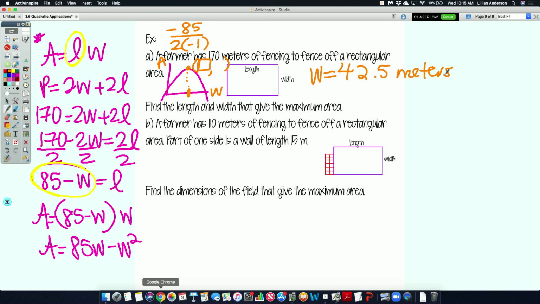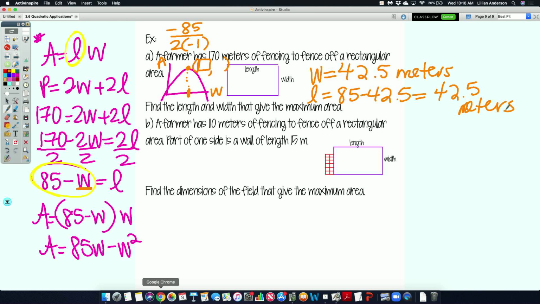To find the length that will produce the maximum area, we're just going to plug that in for W back here in this yellow circle. Again, I'm not looking for my area. I'm not concerned about my area. I'm concerned about the length of this rectangular area. So when I plug it back in, 85 minus 42.5, I'm going to get 42.5, correct? Yes. Okay. So then that is the length and the width that'll give me my maximum area.